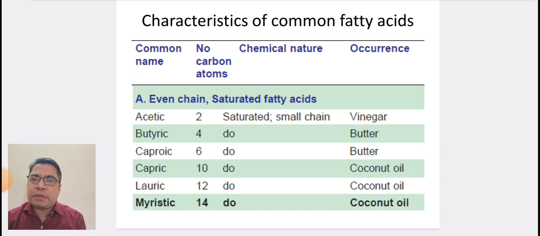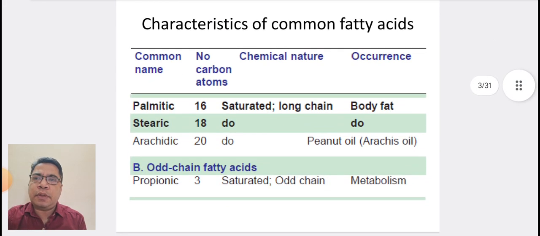Lauric acid. Its number of carbon atoms is 12. Chemical nature is same, and occurrence is in coconut oil. Myristic acid. Number of carbon atoms is 14. Chemical nature is the same, and occurrence is in coconut oil. Palmitic acid. Number of carbon atoms is 16. Chemical nature is saturated long chain, and occurrence is in body fat.